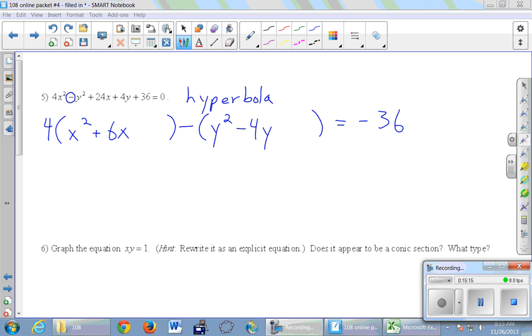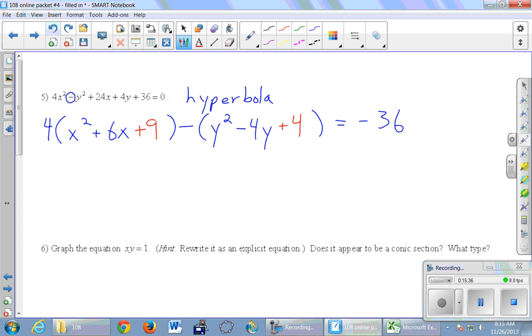Okay, add the magic numbers. 6 over 2 is 3, squared is 9. Negative 4 over 2 is negative 2, squared is 4. This 4 times 9 is 36. That minus 1 times 4 is negative 4. So for the first time, we actually ended up subtracting something on the left-hand side.